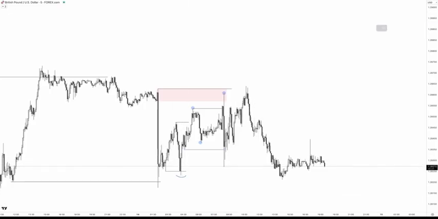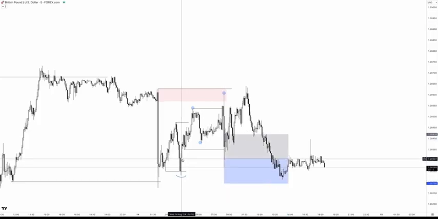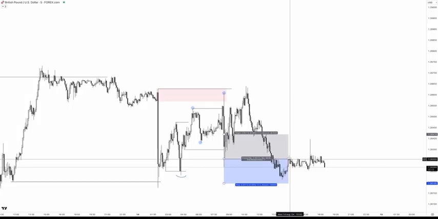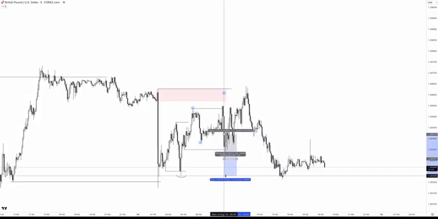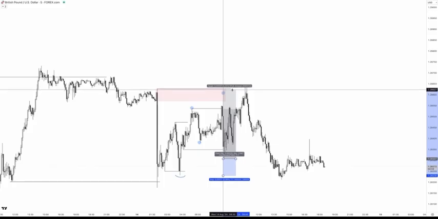Okay, so I would enter anywhere inside of this area right here. So let's say you just enter from below this candle right here. Now that was during CPI, so not a lot of people would be able to catch this. I believe Marco took this one right here, and he targeted the highs.